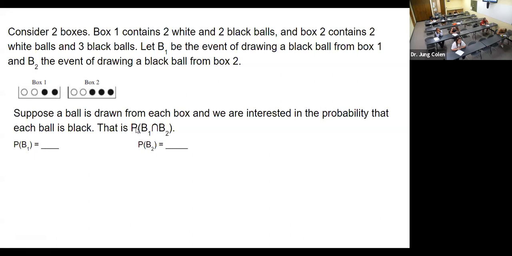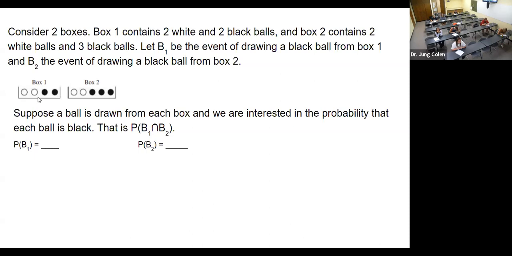Well, we already know that getting black from box 1 does not affect getting black in box 2. So they are independent events, right? They are independent. And it's AND, so we can just multiply them together. So we need to find the probability to get black in box 1 and the probability to get a black ball from box 2. Once you find them, you can just multiply them, right? Because it's AND, intersection.